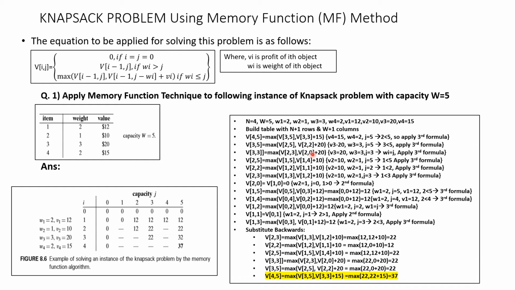I hope you understood. Again I will repeat. You start with the last box. Last box is 4 comma 5, v of 4 comma 5. Here weight is 2 and j is 5. So 2 is less than 5, that is wi is less than j. So we apply the third formula. You will get equation like this: max of v3 comma 5 comma v3 comma 3 plus 15.